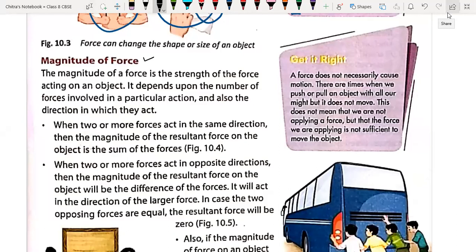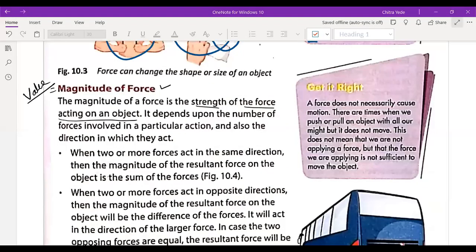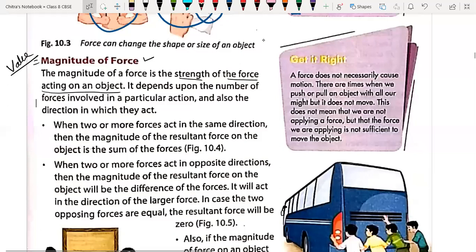Magnitude is nothing but the value of force. Therefore, the magnitude of force is the strength of the force which acts on an object. Suppose the unit of force is the Newton. If you push a particular object with a force of 1 Newton, this Newton is nothing but the force.